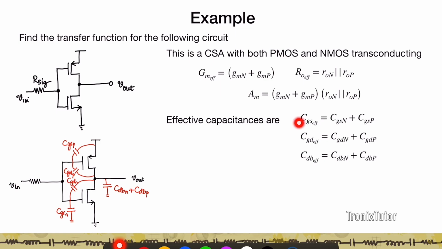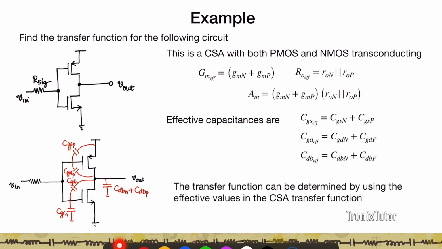So I can talk about the effective CGS as given by CGSN plus CGSP. Similarly, an effective CGD as the sum of the two CGDs, and the load capacitance as the sum of the two CDBs. So I have all the capacitances, I have the effective Gm, I have the effective Rout. And once I know all this, I plug these values back into the transfer function that we calculated for the common source, and that would give you the transfer function for this particular circuit.